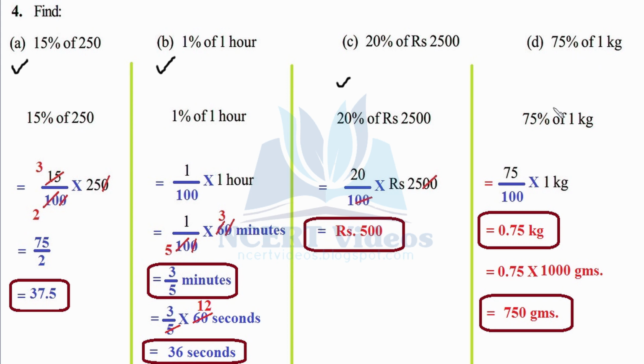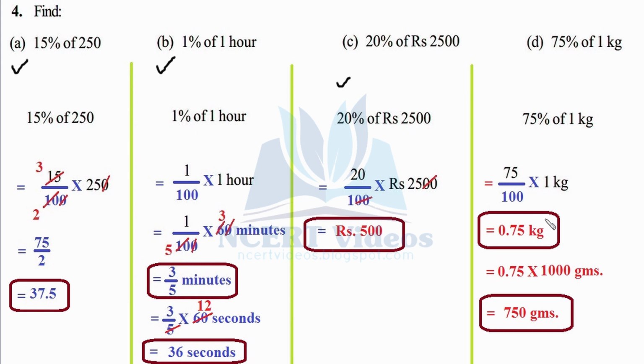D. 75% of 1 kg. So 75% means upon 100, "of" means multiplication, 1 kg. You know how this can be solved? You count the number of zeros and fix the decimal after 2 digits because 2 zeros. So 1, 2. So 0.75 kg. This you have learned in your previous exercise.